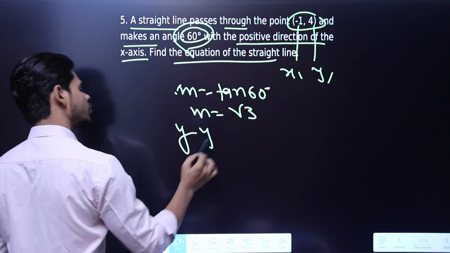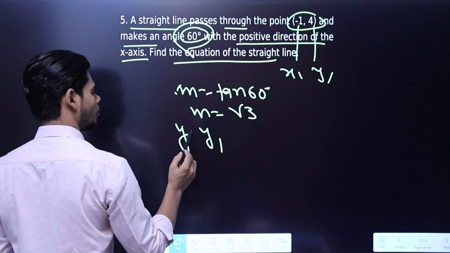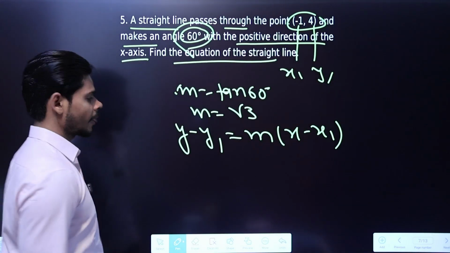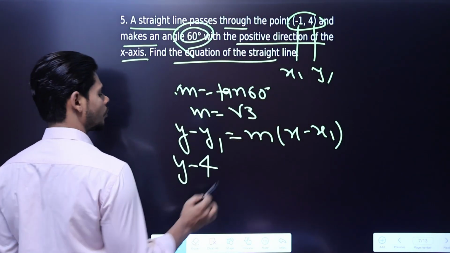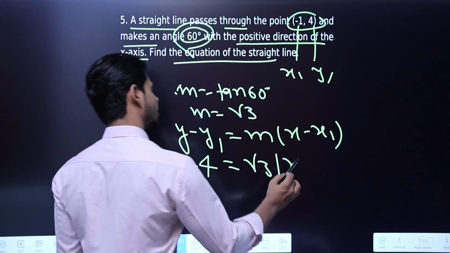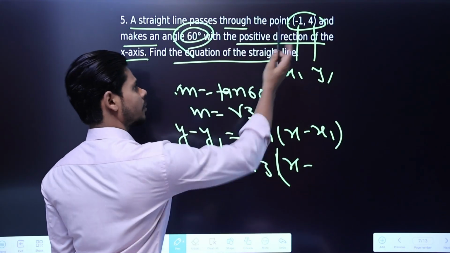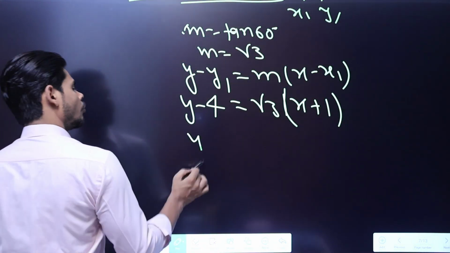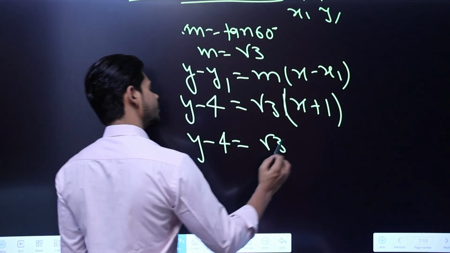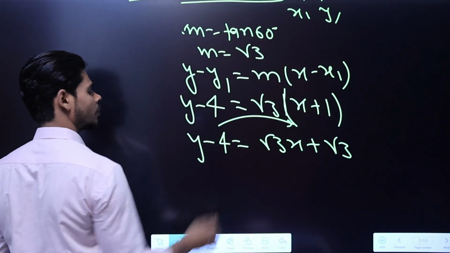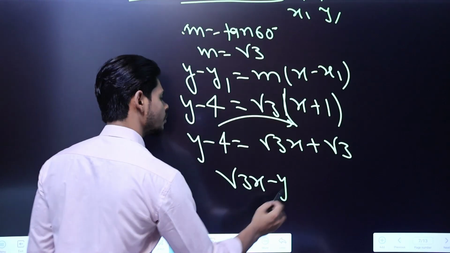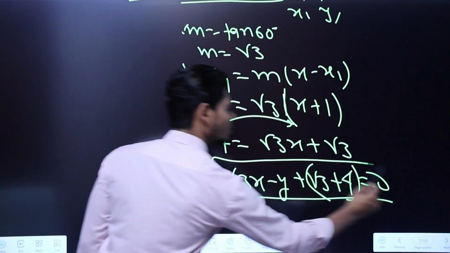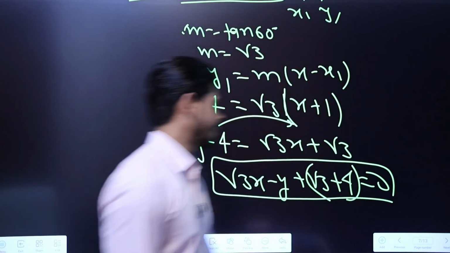So again I will write the equation in general form: y minus y1 is equal to m times x minus x1, right? So y minus y1 is 4, then m is root 3, then x minus x1 is minus 1, so it will become plus 1. Now let's solve this. y minus 4 is equal to root 3 times x plus root 3. Transpose this to the right hand side, so it will become root 3x minus y, then plus root 3 plus 4, that is equal to 0. These two constant terms will not get added because they are not like terms.